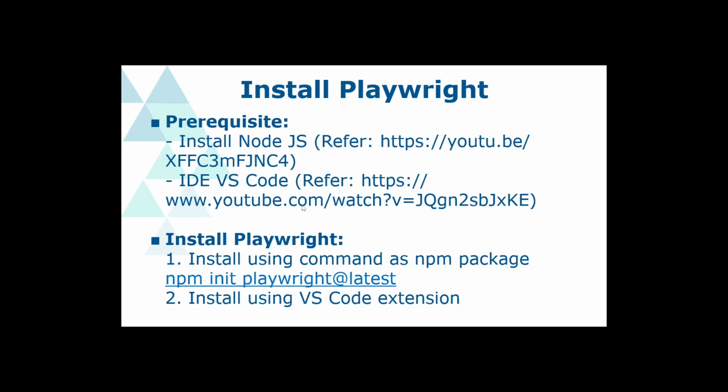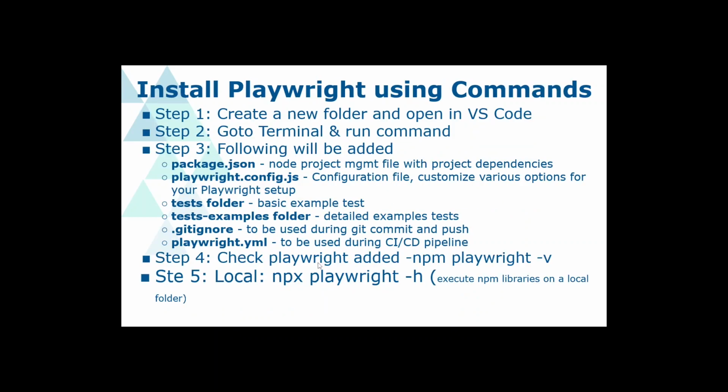Okay, and then once you complete installing these two components, now it's our turn to install Playwright. As I told you, there are two methods to install Playwright. The first method is installing Playwright by using Visual Studio Code in the command prompt. The second method is installing Playwright using the Visual Studio Code extension. So the first method is using command prompt. Let's go here. So, install Playwright using commands.